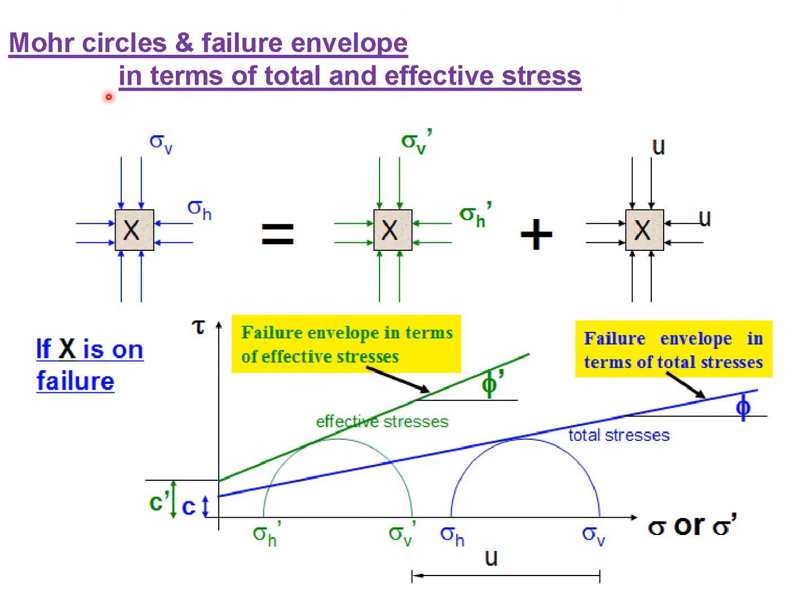So here you can see the Mohr circles and failure envelope in terms of total and effective stresses. You are familiar with total and effective stresses. You know the total stress means the effective stress plus pore water pressure, and the effective stress means total stress minus pore water pressure. So in that case, this one is in terms of total stresses, and this is in terms of effective stresses. So obviously this envelope is the failure envelope in terms of total stresses, and this one would be the failure envelope in terms of the effective stresses.